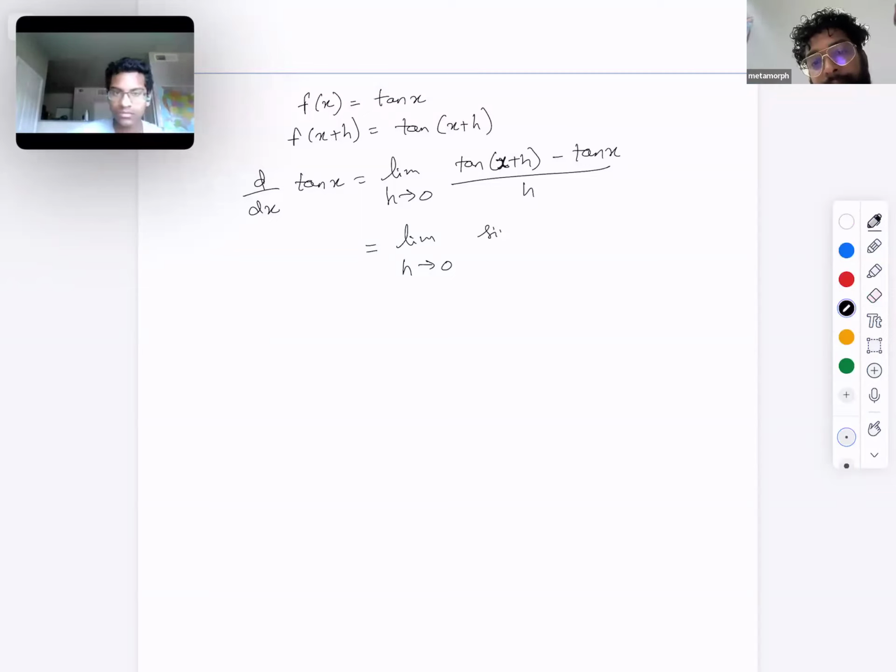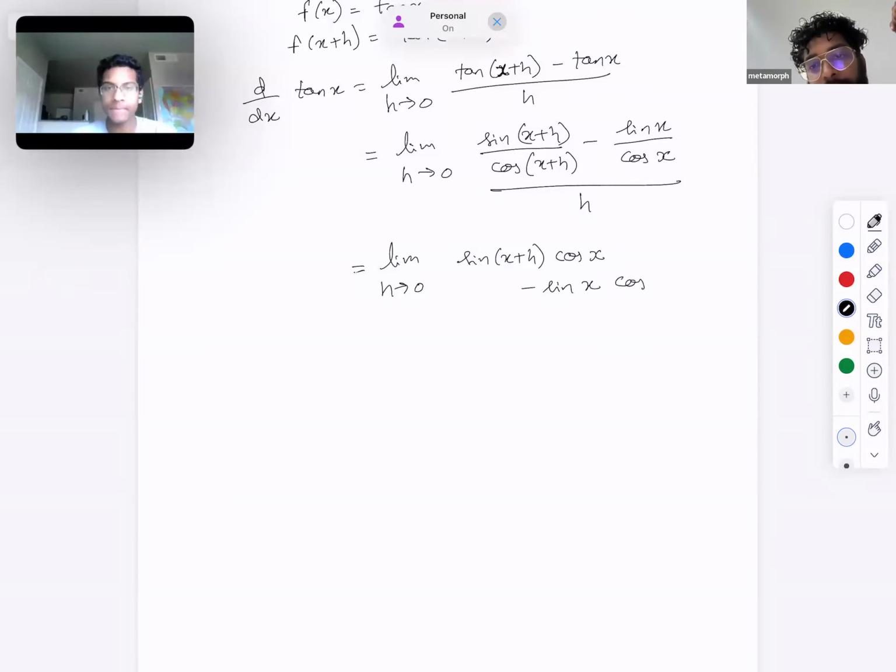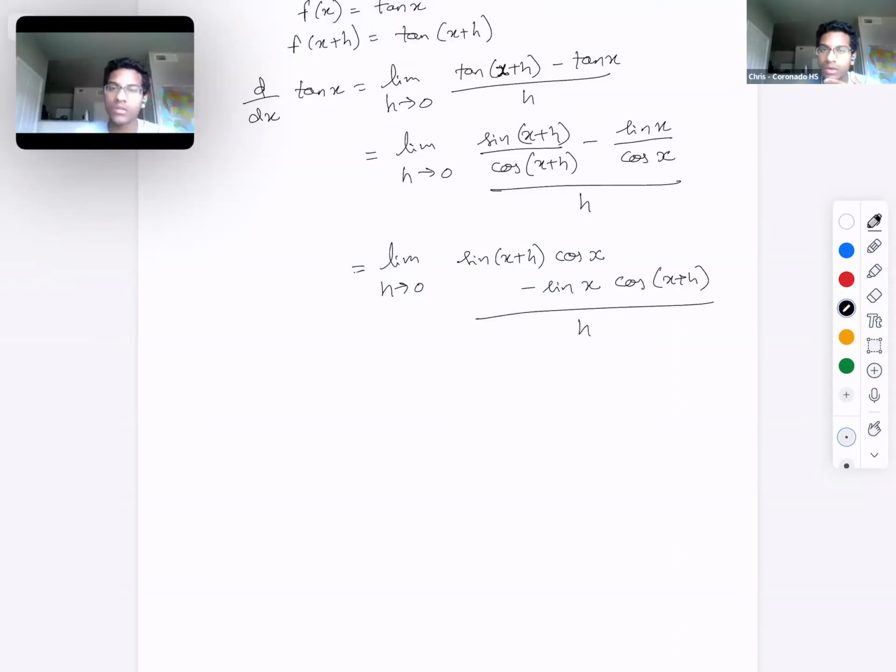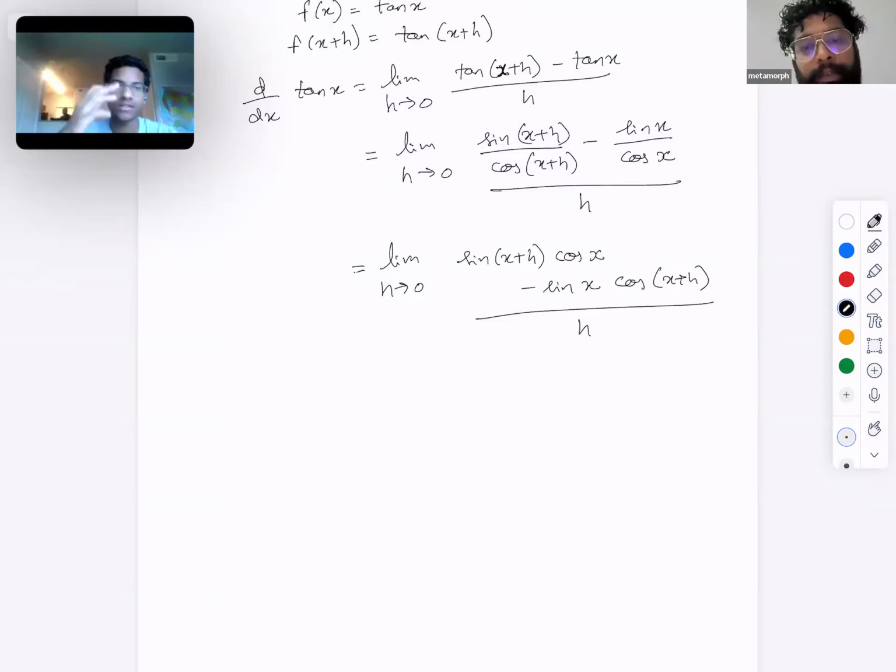Limit h approaches 0, sine (x plus h) into cos x minus sine x cos (x plus h), the whole thing over h, correct? Because we just tried to put it in the same denominator. I thought first you were trying to implement those two formulas.